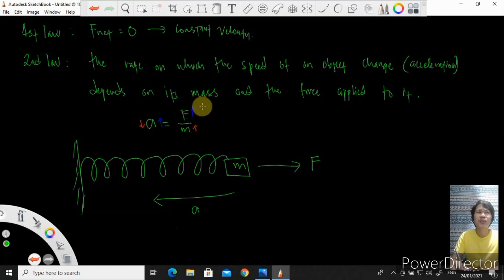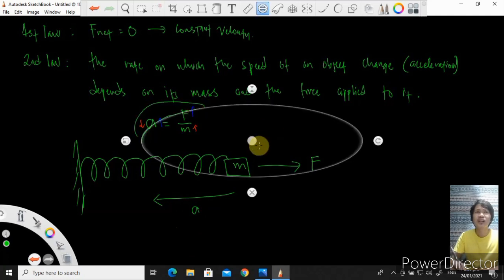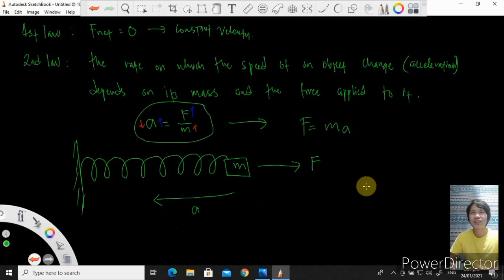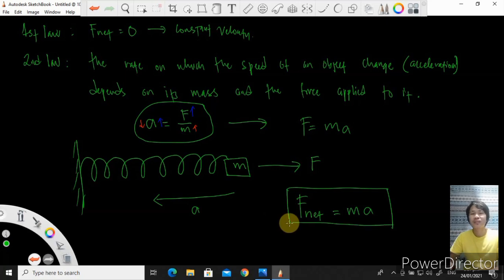Pwede mong i-rearrange yan, no? Yung equation na a is equal to F over m, to F is equal to ma. Ayun. So, that's the idea. F net, the net external force, is equal to mass multiplied by acceleration. So, ito class yung second law. Okay? Kung ito yung first law, ito naman yung second law.